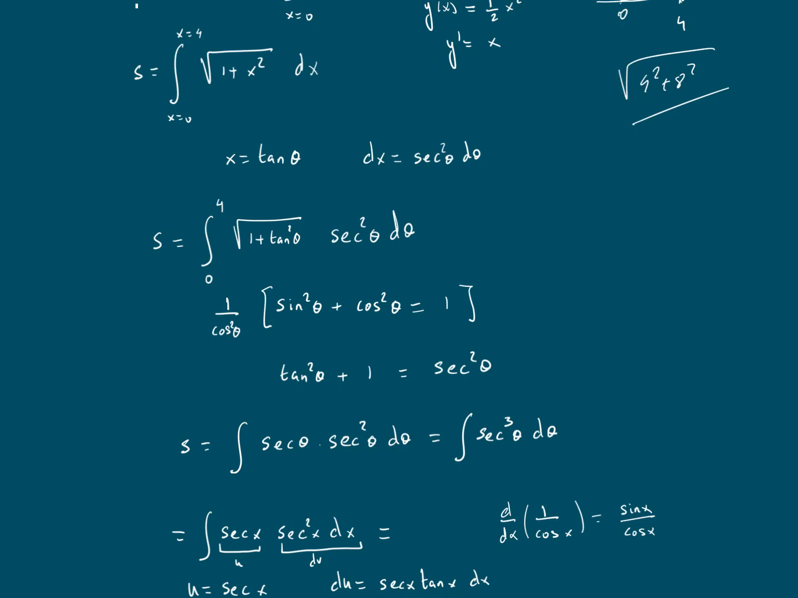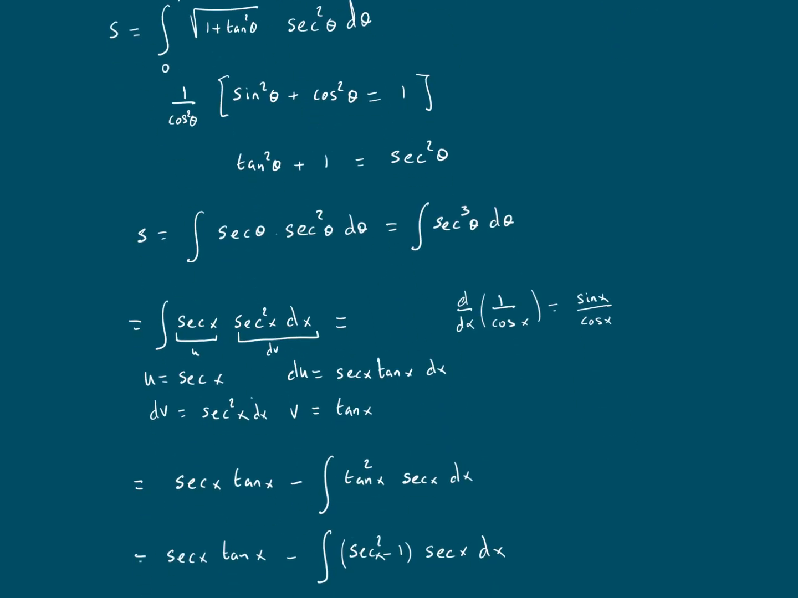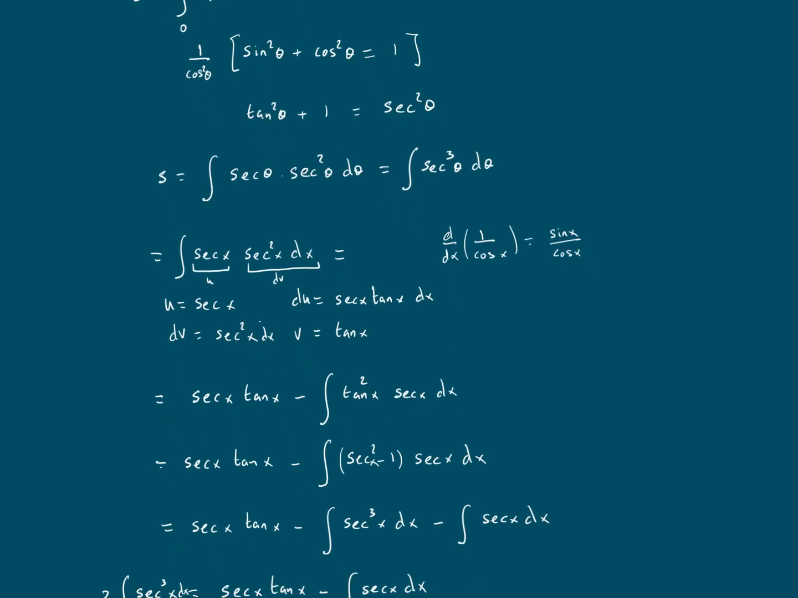How will I solve the integral of secant cubed of theta d theta? We use integration by parts. If we use integration by parts, you can see here how it's been used. Secant theta is u, and dv is secant squared of theta d theta. Instead of theta, I'm writing x; we'll change it back to theta later.